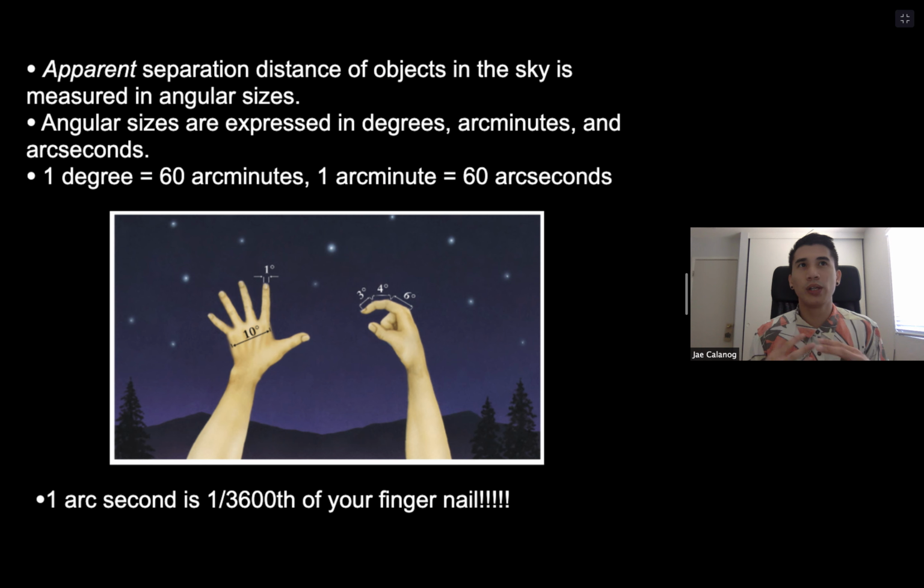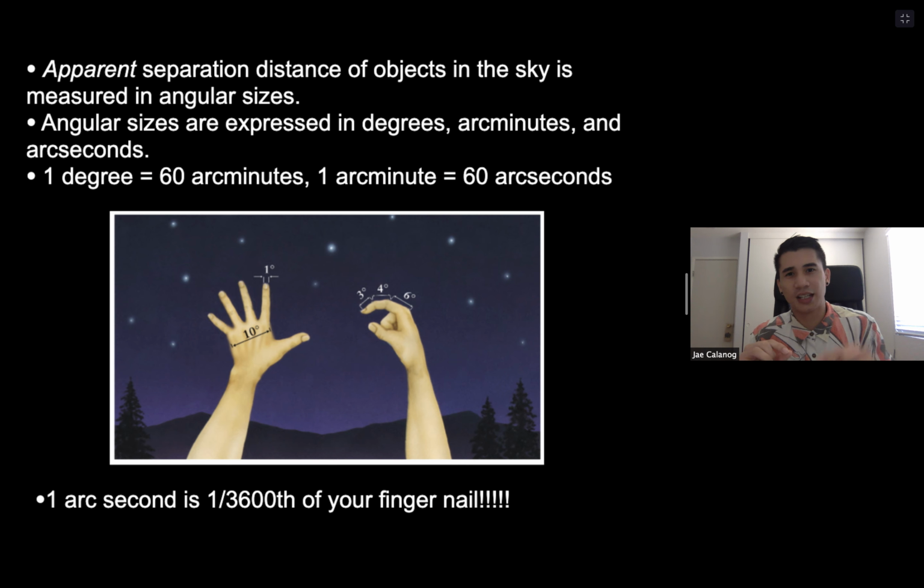And so when we are measuring these kinds of apparent separation distances, of course, when you're looking at the sky, you're not using meters or miles or kilometers. What we're doing here is we're measuring them in their angular widths or angular sizes. So we've talked about this before, but just to review a little bit, when we measure angular sizes, we express them in measurements of degrees, arc minutes, and arc seconds. And so in 1 degree, there's about 60 arc minutes, and in 1 arc minute, there's about 60 arc seconds.